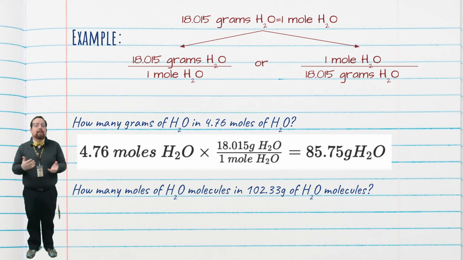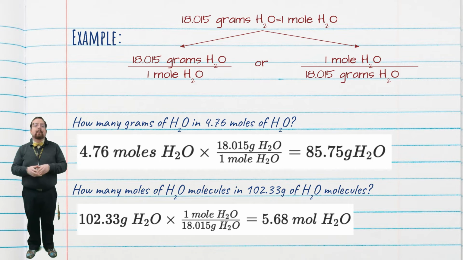So how many moles of water are there in 102.33 grams of water? Set it up like this and you get 5.68 moles of water. Remember, the important part of our unit conversions is to make sure our units cancel. As long as you're canceling units correctly and you're moving towards the unit you're looking for, you should be fine.